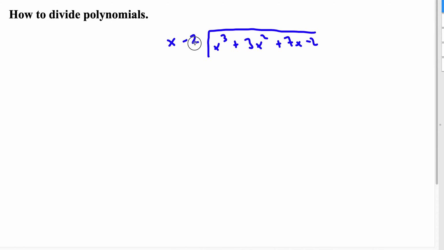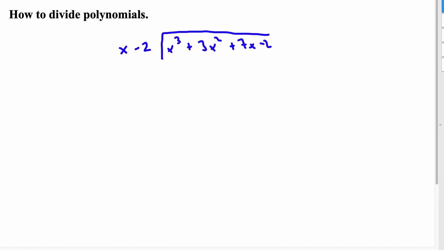So what we've got is this. We're dividing these two. Let me give myself some space. Okay, so here's how this works. We are going to focus on the lead term here, this x, and then the lead term here, which is the x cubed. And we're going to ask ourselves, x times what is x cubed? Oh, x squared, of course, right?